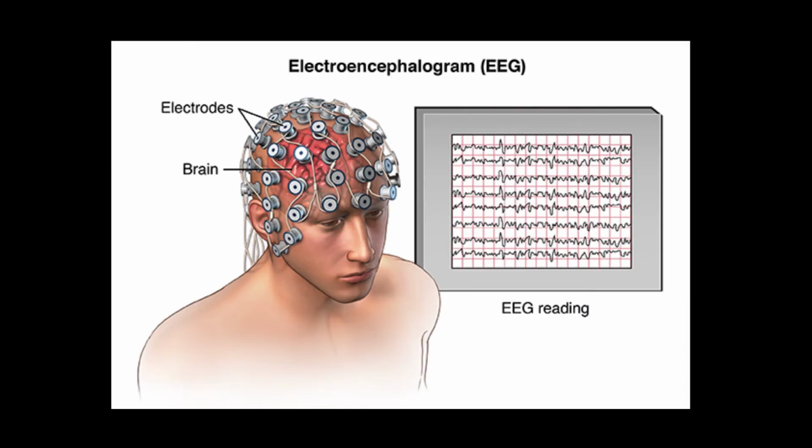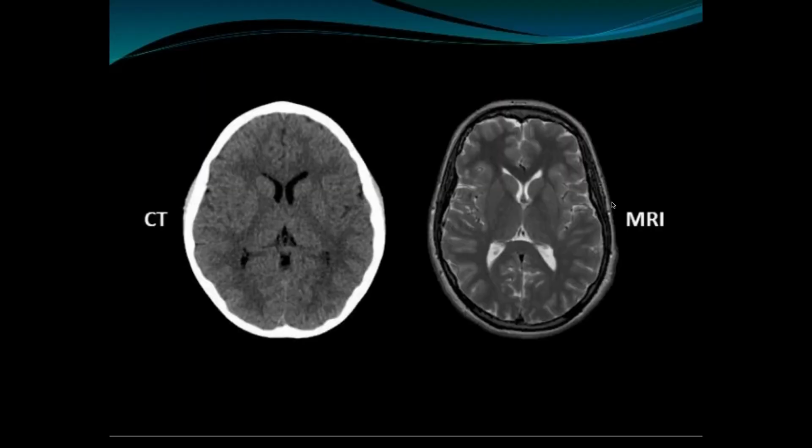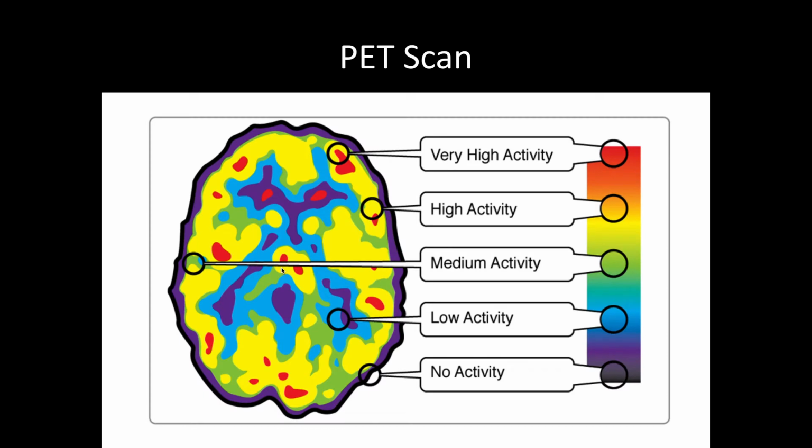So this is just showing you again what an EEG would look like. You see an individual with electrodes placed on their scalp that is measuring the electrical activity, or the activity of neurons in their brain. This is showing you a CT scan versus an MRI. You can see much greater detail in an MRI compared to a CT scan, which is more like just an X-ray. And a PET scan will produce an image that looks something like this.